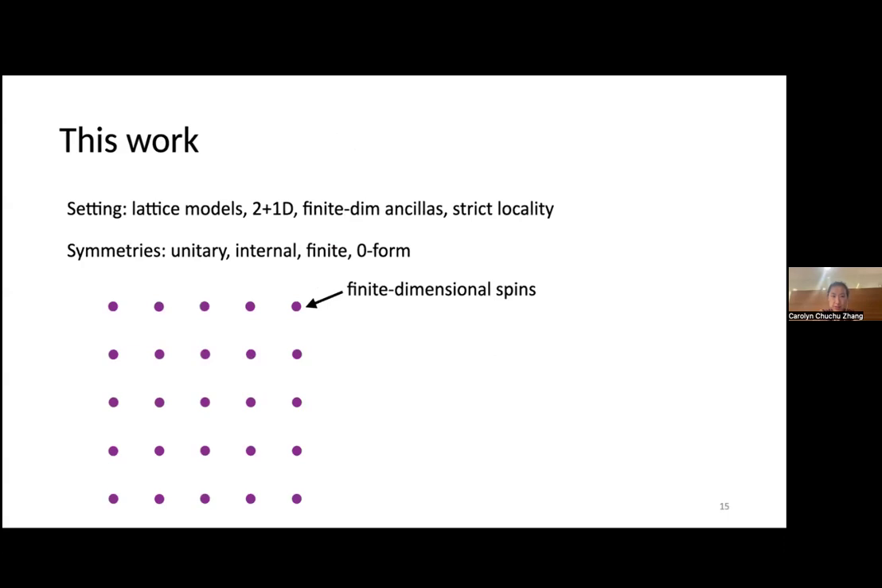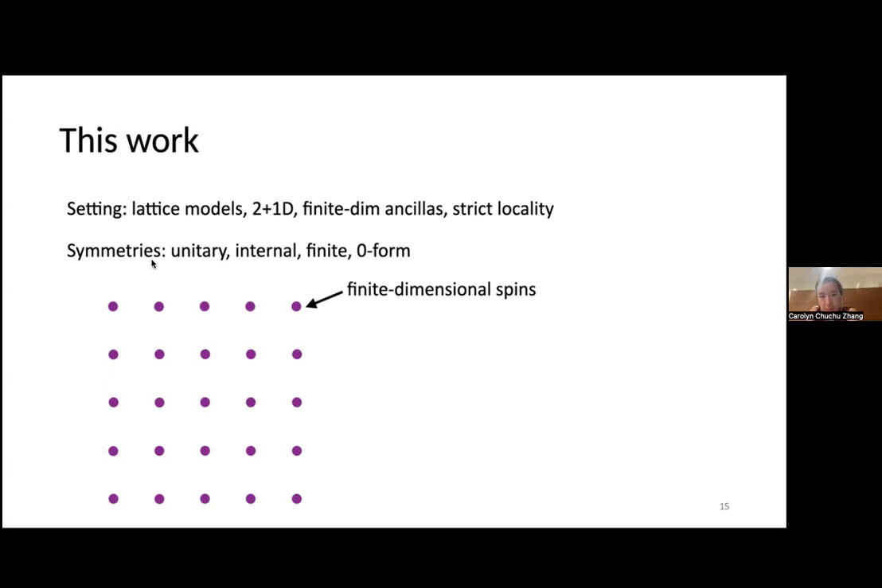In this work, we will be considering lattice models in 2+1D. These lattice models have finite dimensional span on every site, and we allow tensoring with finite dimensional ancillas. For simplicity, we're going to consider strict locality. So when I say a locality preserving unitary, what we really mean are ones without tails. They take strictly local operators to strictly local operators, just for simplicity of the arguments.